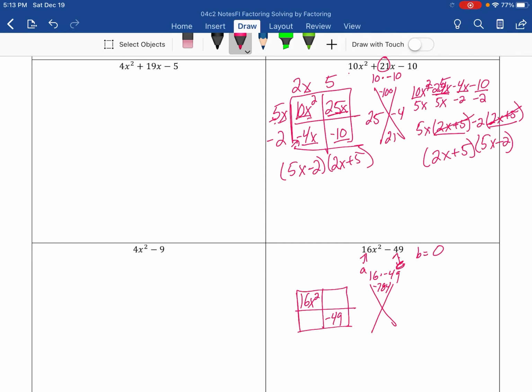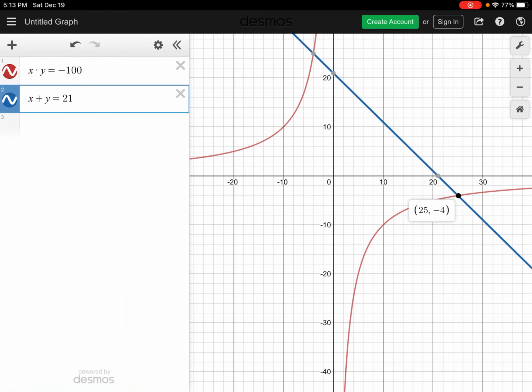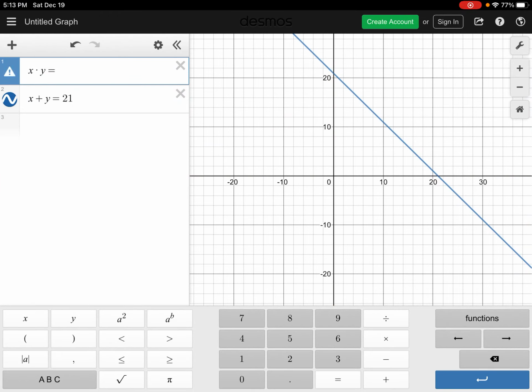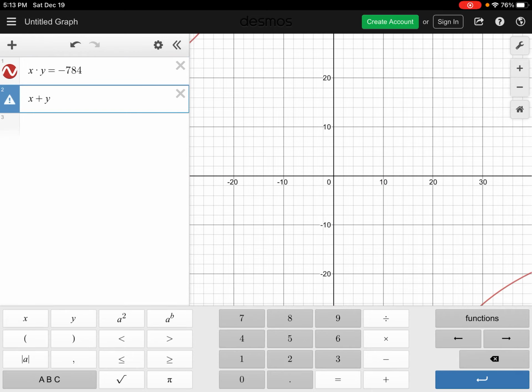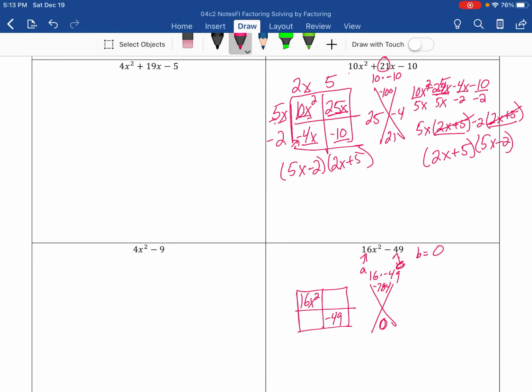And they also have to add to be 0. Okay, and we don't stress about that too much, so we do negative 784 and 0. And this is a special case, but we're just not going to go over it. So it's negative 784, and this is equal to 0. And so I zoom out, I look for their intersection. That's going to be positive 28 and negative 28, which makes sense that it's the same number because they have to add to be 0. So we have positive 28x, negative 28x.